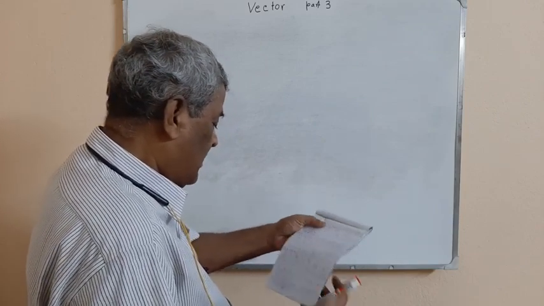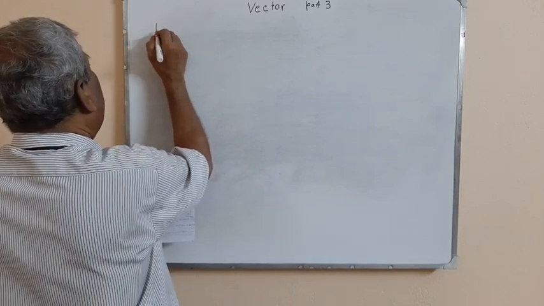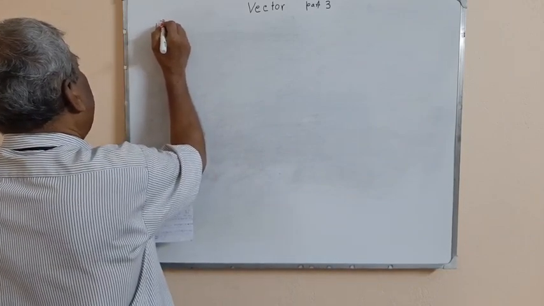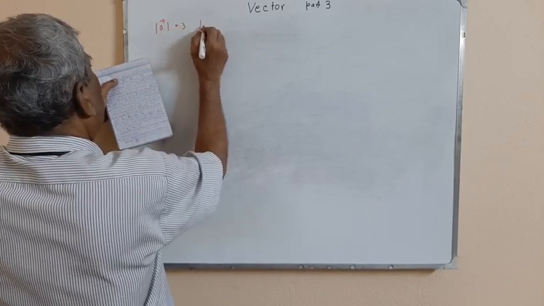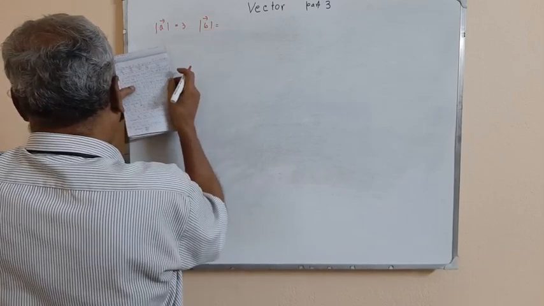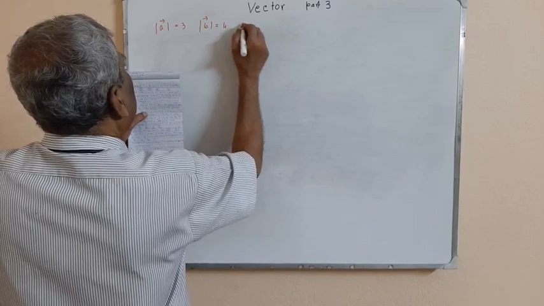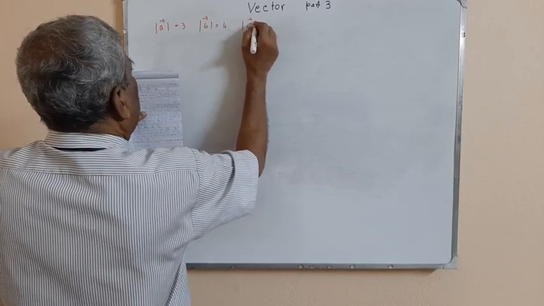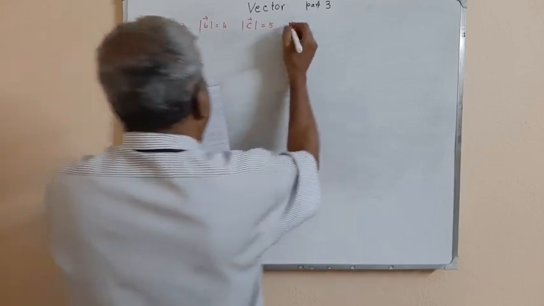Today's first problem is: let the magnitude of vector A be equal to 3, the magnitude of vector B equal to 4, and the magnitude of vector C equal to 5. That is, 3, 4 and 5.